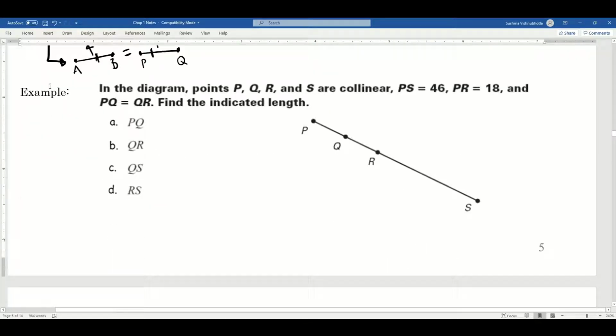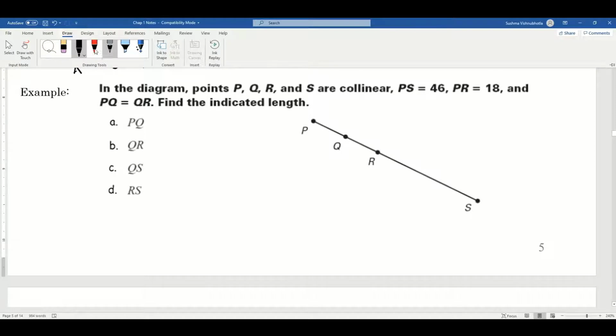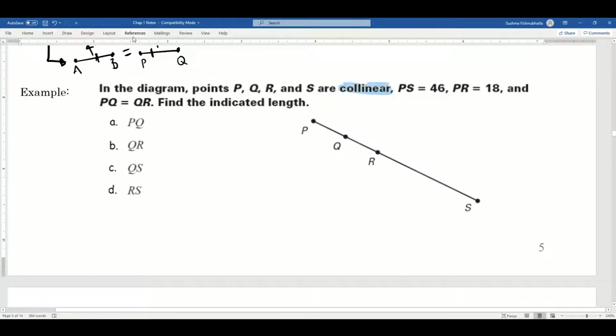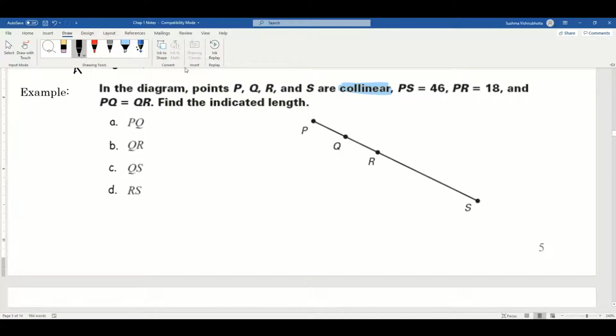In the diagram, here's a third example. Points P, Q, R, and S are collinear. We talked about this yesterday. The idea is when points are collinear, they're on the same line. So P, Q, R, S are all on the same line. So they are collinear. And notice when I do this, I'm constantly labeling my diagram.